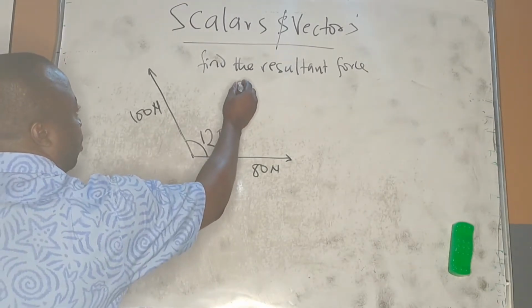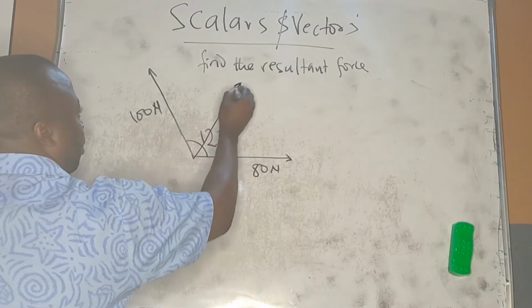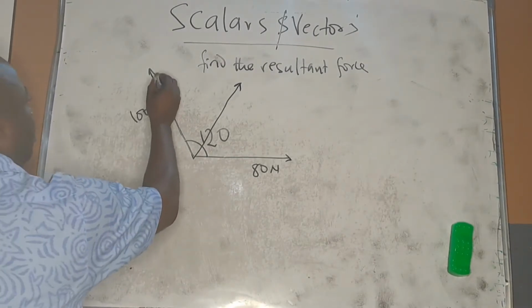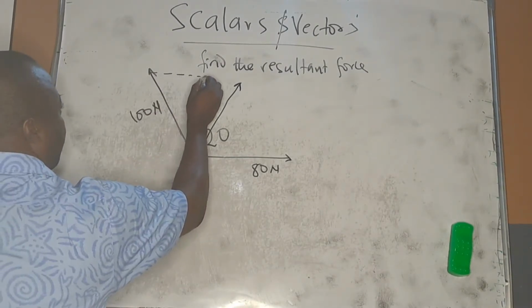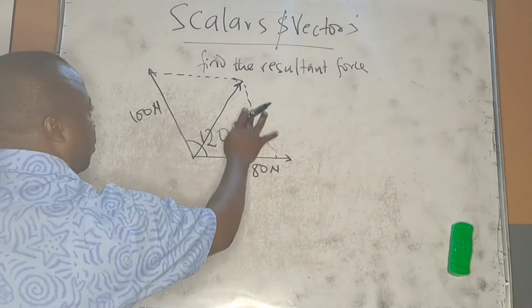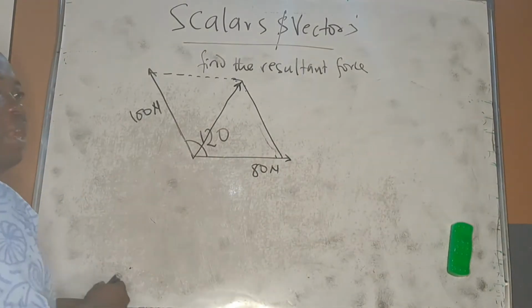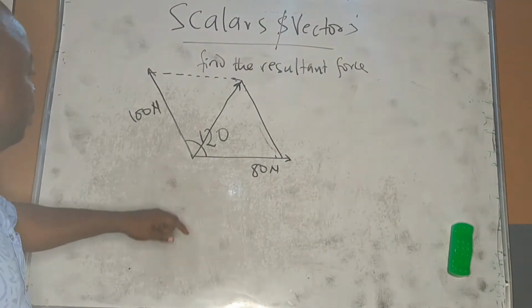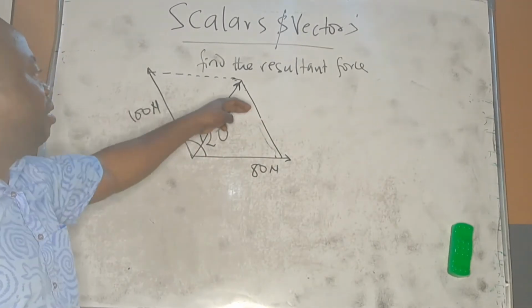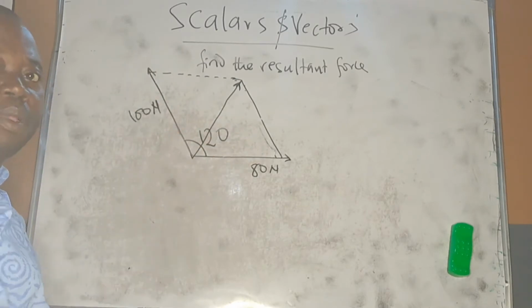So this is R. Okay? This is R. Now, you complete your parallelogram because you have to use what we call the parallelogram of forces. Of course, a parallelogram has basically three features. Opposite sides are parallel, opposite sides are equal, opposite angles are equal. Those are the three properties of a parallelogram.